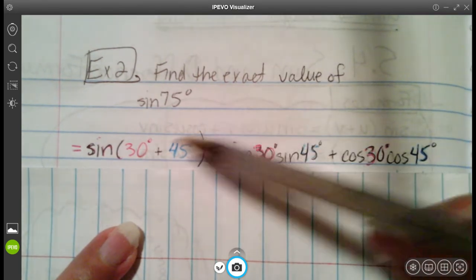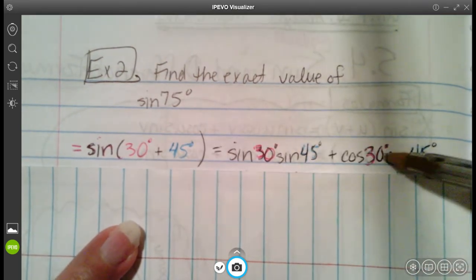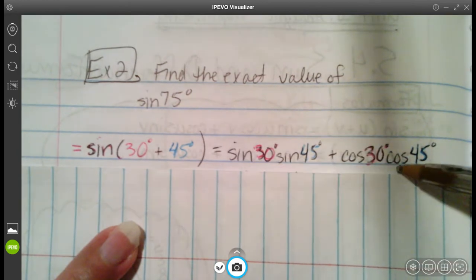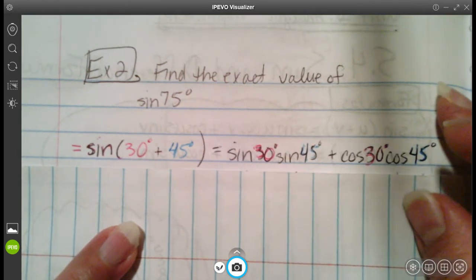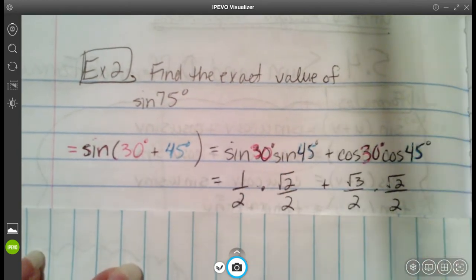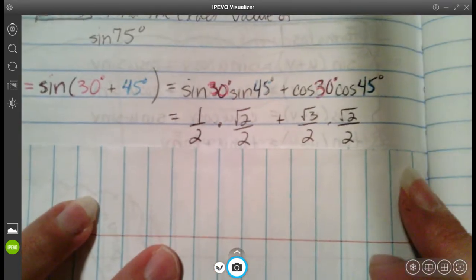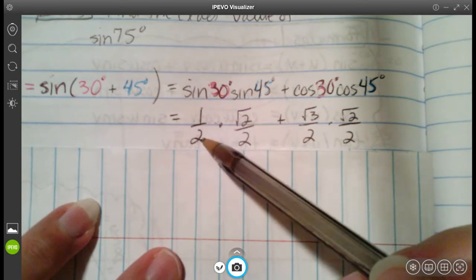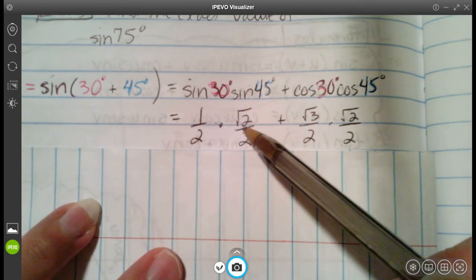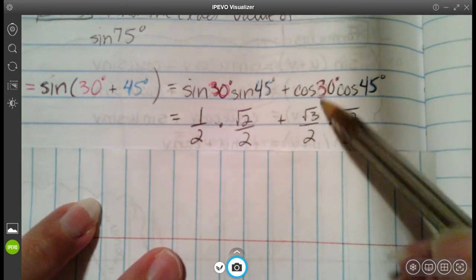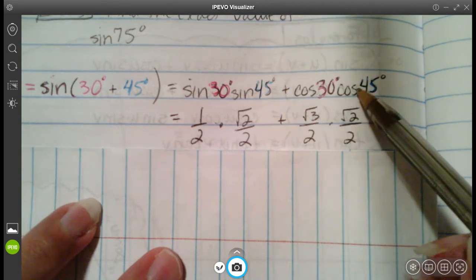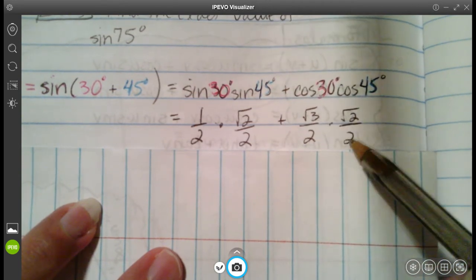So you just take sine and you do both angles, and then cosine and then both angles, plug them in, and then evaluate. After we evaluate, or you look at either your foldable or whatever trick you're using to get those values, sine of 30 is 1/2, sine of 45 is square root of 2 over 2, cosine of 30 is square root of 3 over 2, cosine of 45 is square root of 2 over 2.